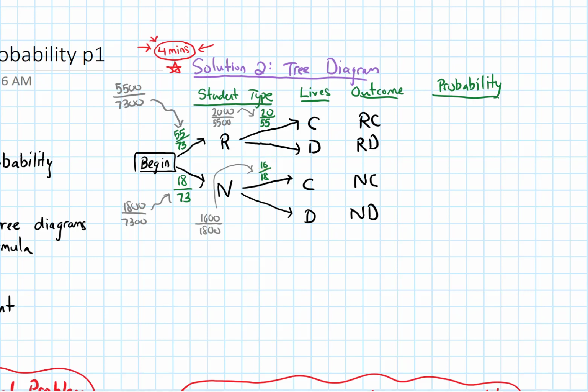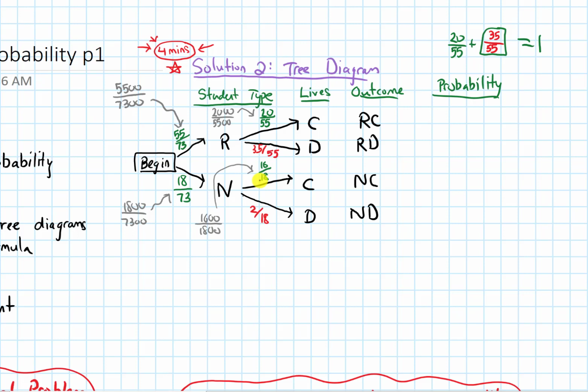All right, so now we can figure out these missing fractions. The branch going from R to D has to be something that I add to 20 over 55. 20 over 55 added to some missing number needs to be equal to 1. So for this to work out, I could do a subtraction, or maybe I could see it in my head. This is going to be 35 over 55. Let's label that. And similarly, from N to D, this is going to be 2 over 18, so that when I add it to 16 over 18, it ends up giving me 1.